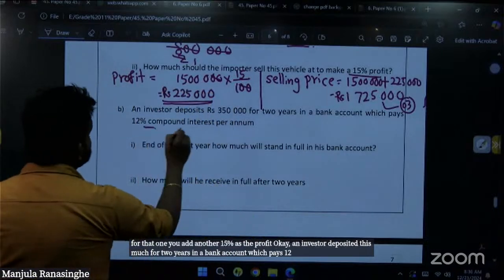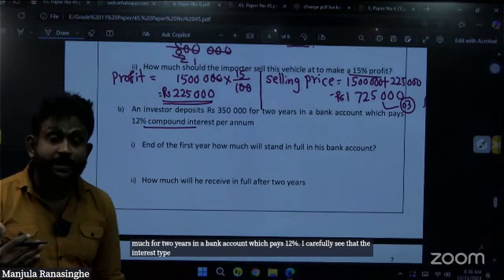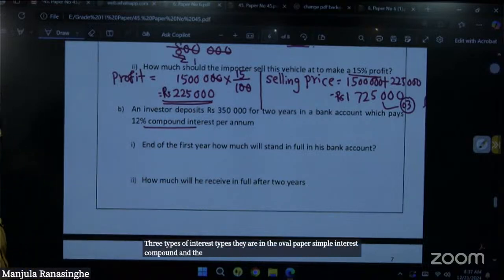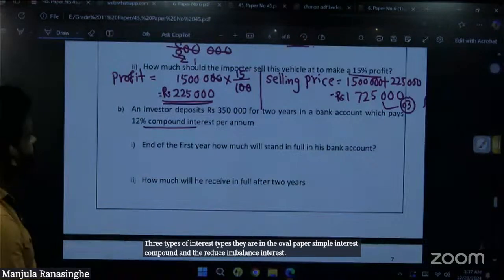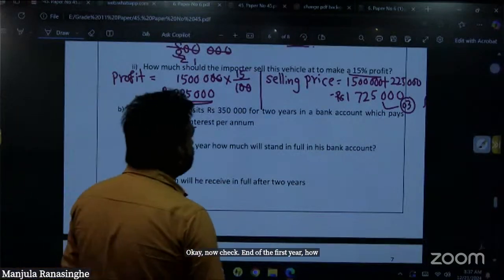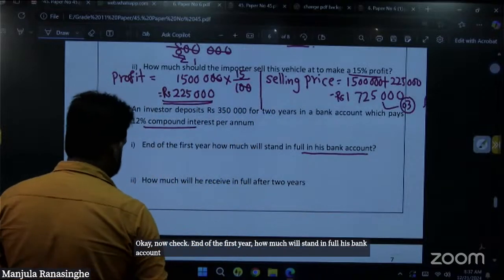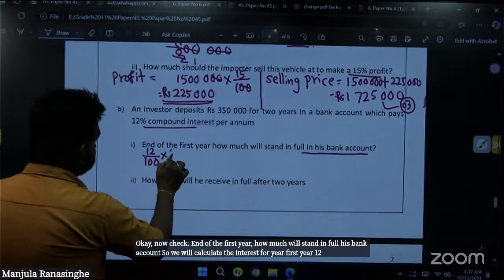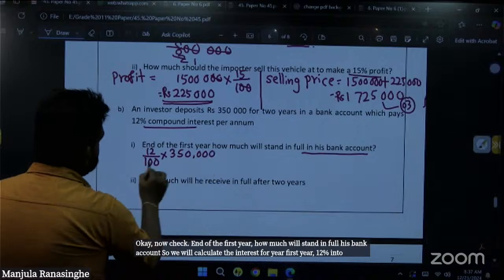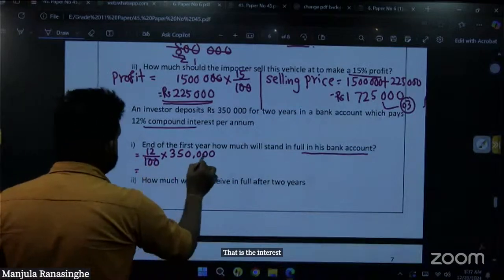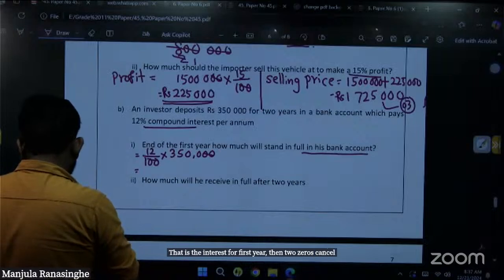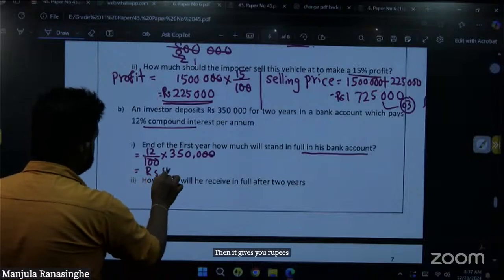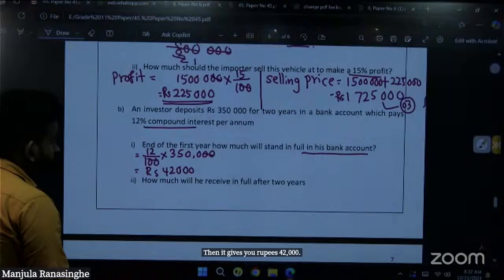Okay, an investor deposited this much for 2 years in a bank account which pays 12%. Now, carefully see the interest type. There are 3 interest types in the O-level paper: simple interest, compound, and reducing balance interest. Okay, now check at the end of the first year, how much will he have in full in his bank account? So we will calculate the interest per year, first year 12% into 350,000. Then two zeros cancelled. Then 12 into 3,500. Then it gives you rupees 42,000. Okay, that is the interest for first year.